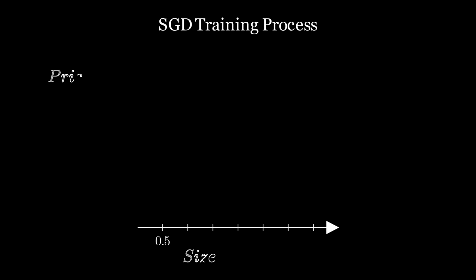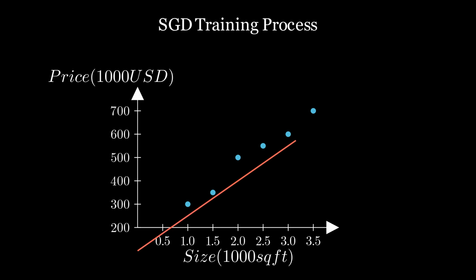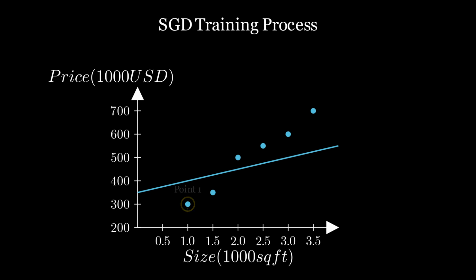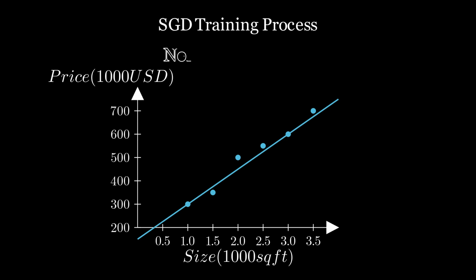Let's see SGD in action on our linear regression problem. We start with random parameters, just like before. Now using point 3, size 2.0, price 500. Now using point 6, size 3.5, price 700. Now using point 2, size 1.5, price 350. Now using point 4, size 2.5, price 550. Now using point 1, size 1.0, price 300. Now using point 5, size 3.0, price 600. Notice how each update dramatically changes the line based on just one point. The final result is good, but the path was much noisier than batch GD.